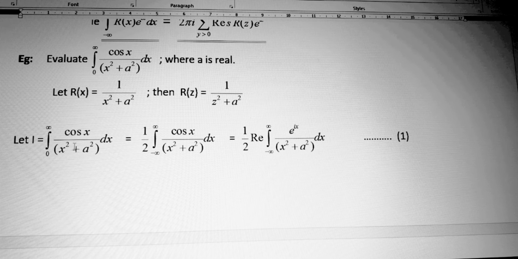Let I equal the given integral from 0 to infinity of cos x by x square plus a square dx, which can be written as half of the integral from minus infinity to infinity of cos x by x square plus a square dx, which is equal to half of the real part of the integral from minus infinity to infinity of e raised to ix by x square plus a square dx, and the real part of e raised to ix is cos x. Therefore, this integral is the same as half of the real part of the integral from minus infinity to infinity of e raised to ix by x square plus a square dx, which is equation 1.